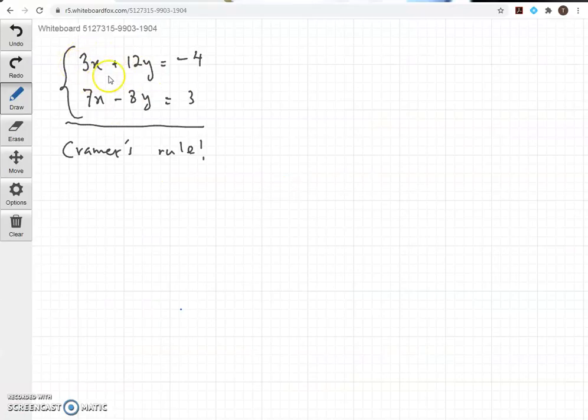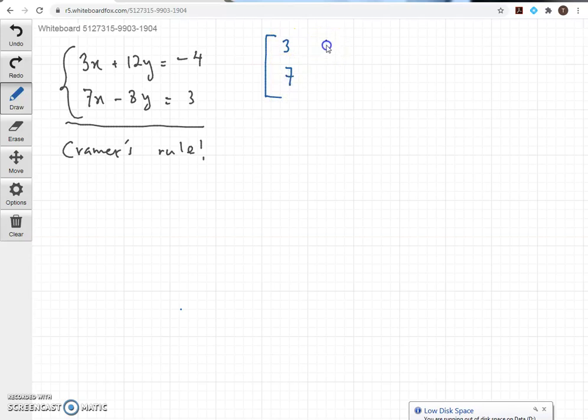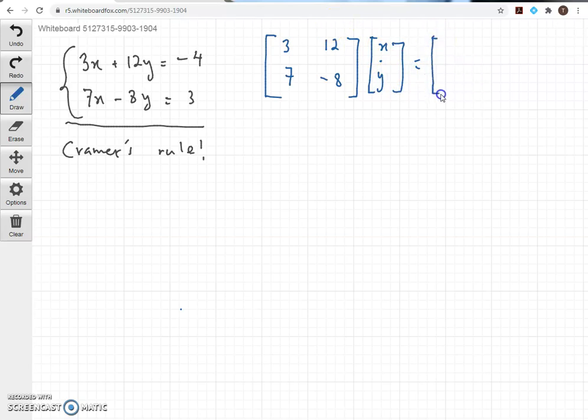Okay, I have copied all the questions again, and let's try to see how to solve this one by using the general rules. Here, let us change the system of equations into matrix form. The matrix form should be 3 and 7, then 12 and negative 8, with x and y in the middle, and on the right-hand side the answer will be negative 4 and 2.